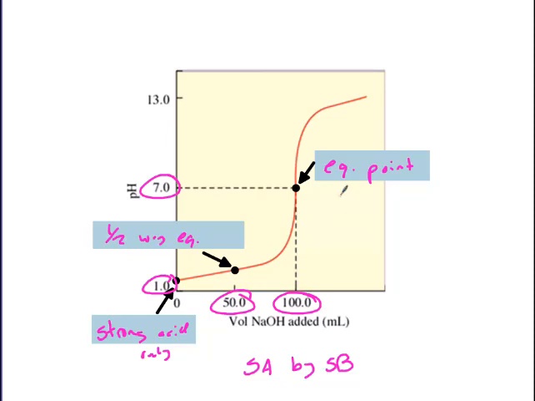But at my equivalence point, my moles of acid still equal my moles of base, and so I can figure out the concentration of the strong acid used. My pH is 7 because all that remains is a neutral salt, because the conjugate of a strong acid is a neutral salt.